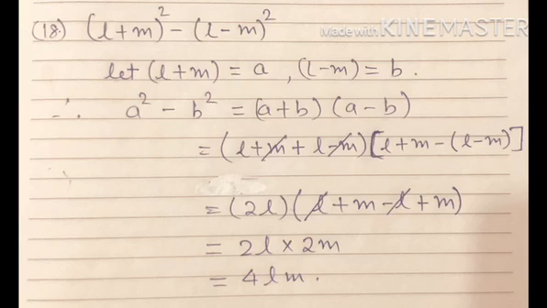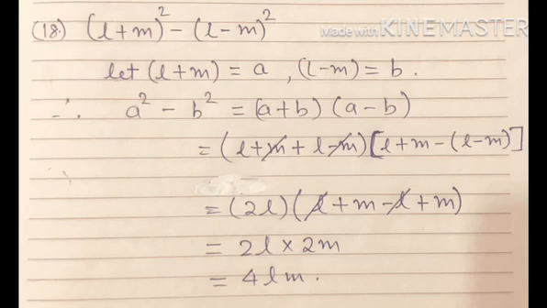Now this is like (l plus m plus l minus m). Same for the a minus b: substitute l plus m in place of a and l minus m in place of b. So it will become (l plus m minus (l minus m)). There is a minus sign, so you have to put l minus m in bracket. So in the first bracket, plus m and minus m cancel, and the leftover is 2l.